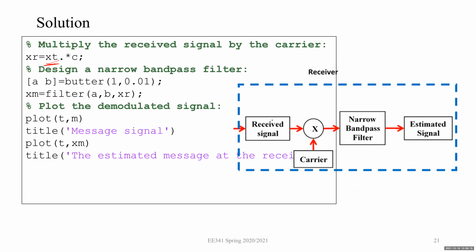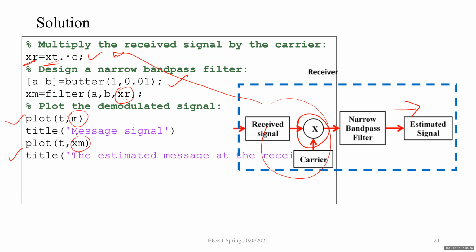So x of t, again you will multiply it with the carrier. Here I did this step. Then you will pass it through the filter, you will design your filter, you will pass this signal through the filter, and then you will get your estimated signal. Here you will plot your original message signal, and then here you will plot your estimated signal.